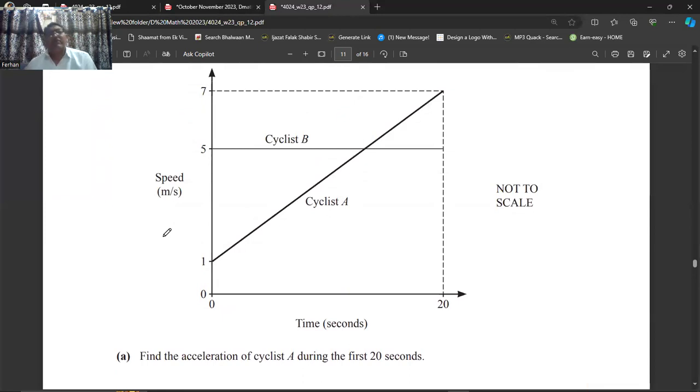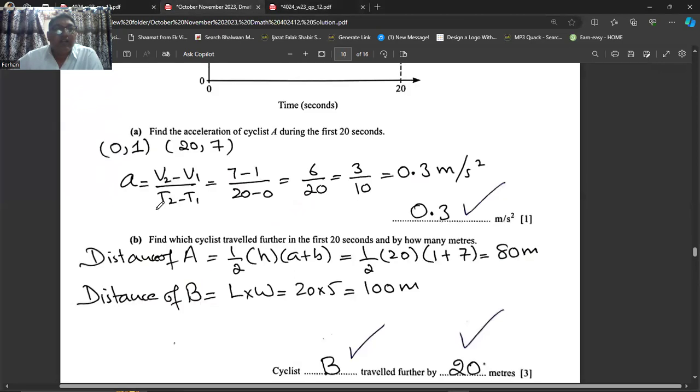Then we will find the difference between them. When the speed-time graph is given and you want to find the distance traveled, it is equal to the area under the speed-time graph. So the area under the speed-time graph for cyclist A is in the shape of a trapezium, and the area under the speed-time graph for cyclist B is a rectangle.